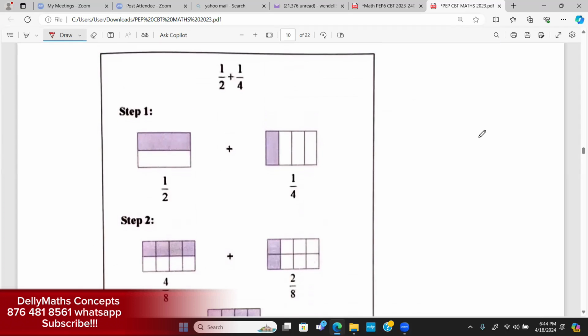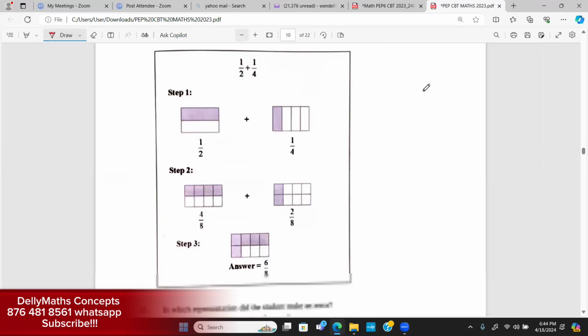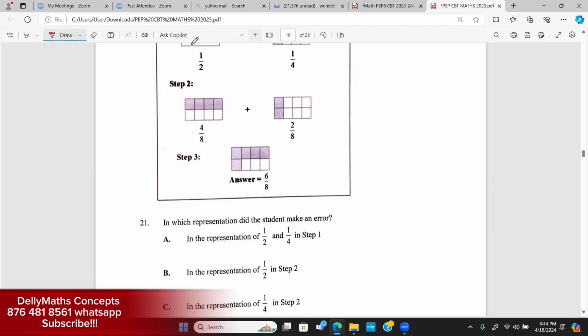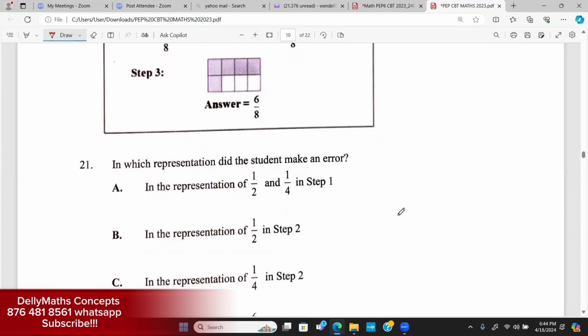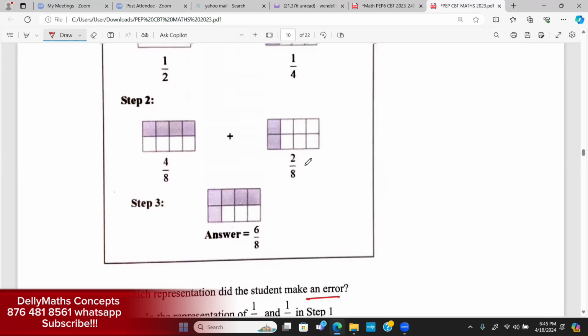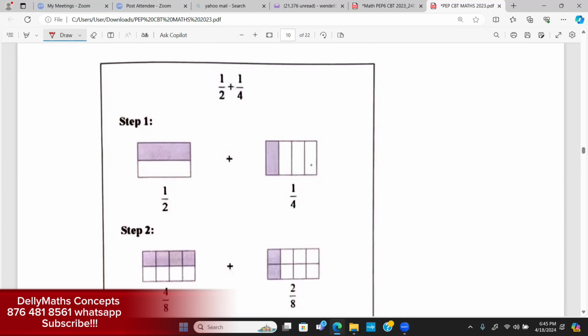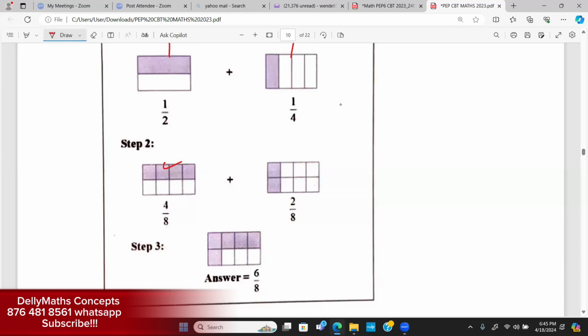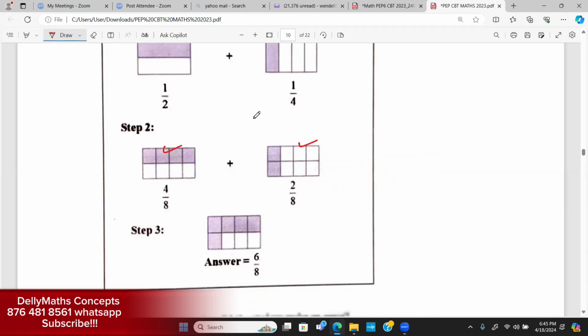So you're looking at various, let me see if I could minimize this for you to see. So you're looking at all of that. So here's the question. It says, in which representation did the student make an error? So you want to look at which of these representations has an error. So let us check them quickly. Well, I'm seeing a half, I'm seeing a quarter, that's good. I'm seeing 4/8, I'm seeing 2/8, that's good.